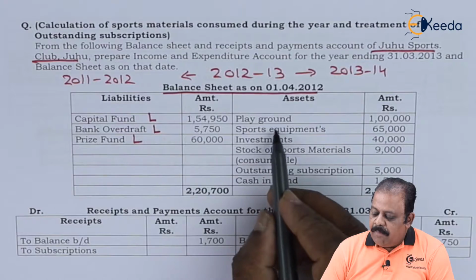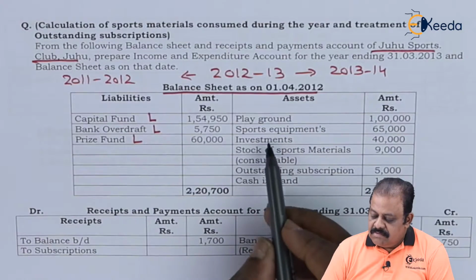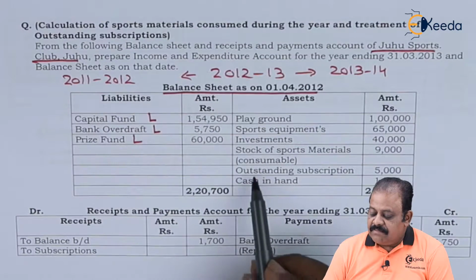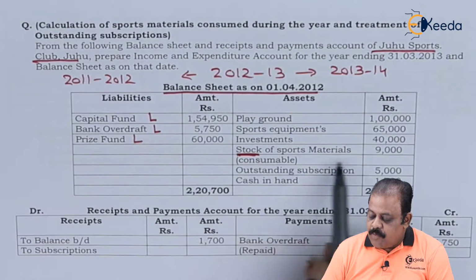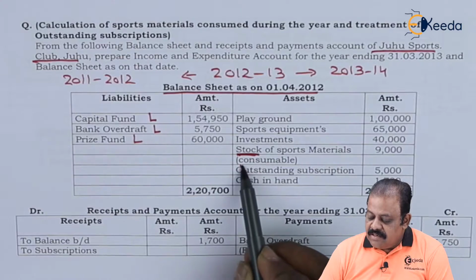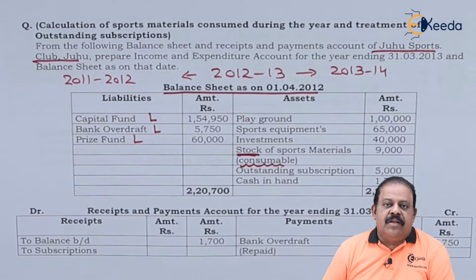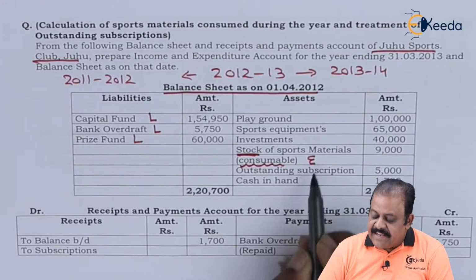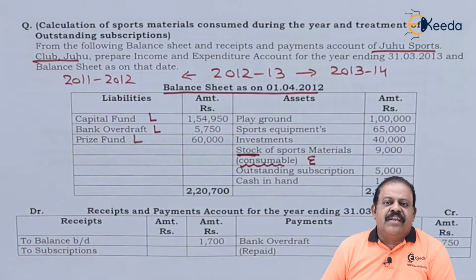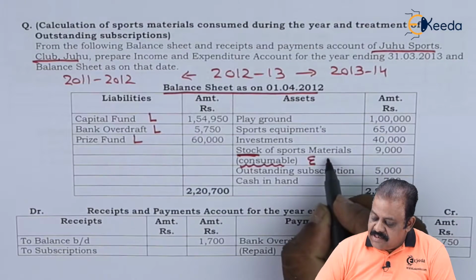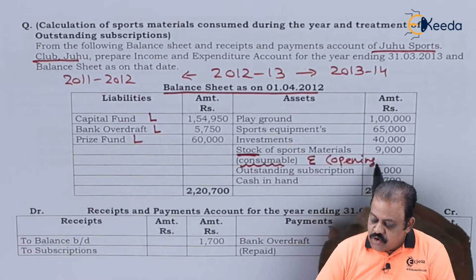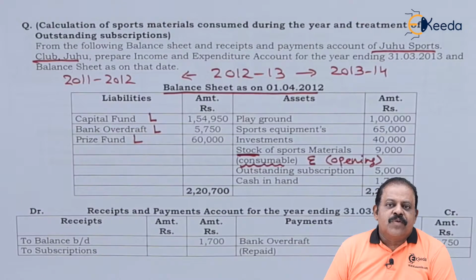On the asset side we have playground, sports equipments, investments, stock of sports material. Here they have clearly said consumable. That means it will have an effect on the expenditure side of the income and expenditure account. This is nothing but the opening balance of sports materials which we are required to add to current purchases.